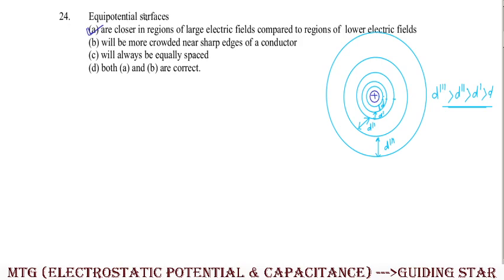Equipotential surfaces will be more crowded near sharp edges of a conductor. Okay, so this is a very important concept. Suppose I take one conductor like this, and I give some positive charge to it. What will be the distribution of the charges? When you give some q amount of charge, the distribution of charges will be like this.